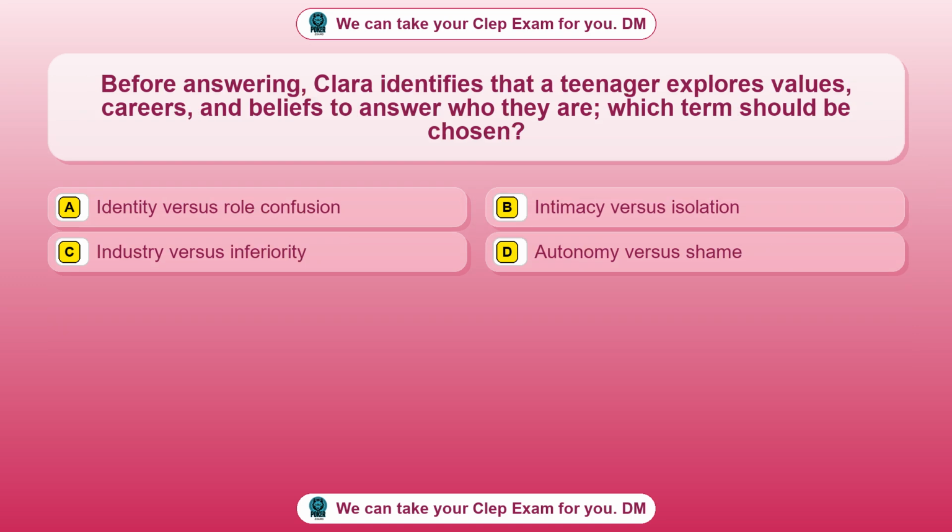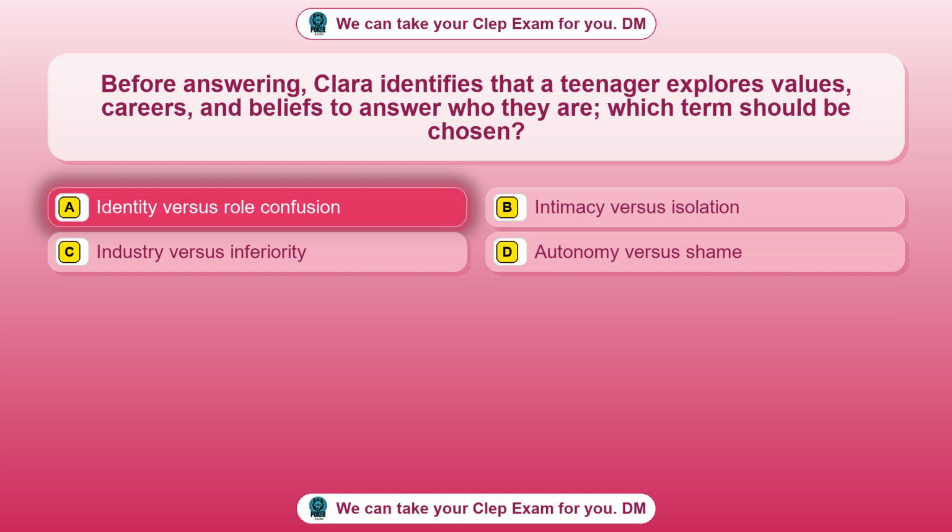Question 20. Before answering, Clara identifies that a teenager explores values, careers, and beliefs to answer who they are. Which term should be chosen? Option A, identity versus role confusion. Option B, intimacy versus isolation. Option C, industry versus inferiority. Option D, autonomy versus shame. The correct answer is option A.